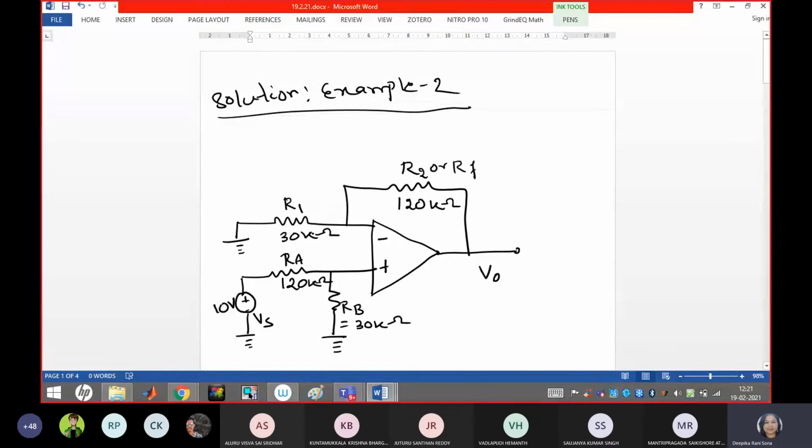So let's see. Are you able to solve it, guys? I'm giving you some 5 minutes time. Solve this and tell me the answer. Otherwise, I'll solve this for you.